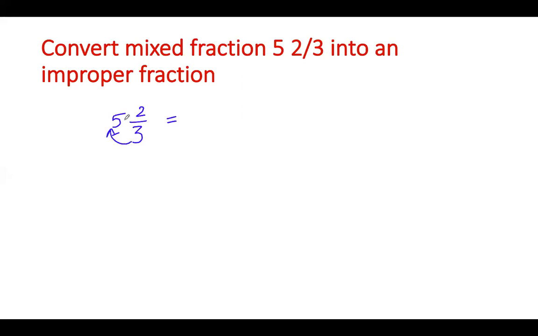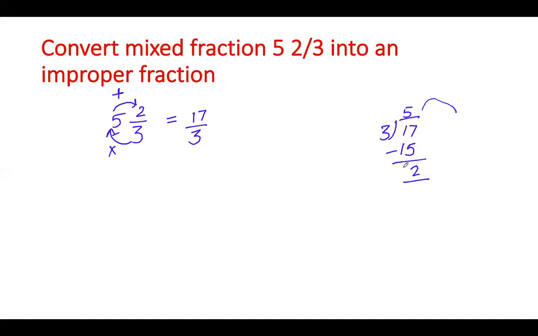We multiply the numbers first and then add: 5 times 3 is 15, and 15 plus 2 is 17. So 17/3 is an improper fraction, right? And how can we convert it back into the simplest form? We can divide 17 by 3. 3 times 5 is 15, and we subtract and get 2. 2 is our remainder.